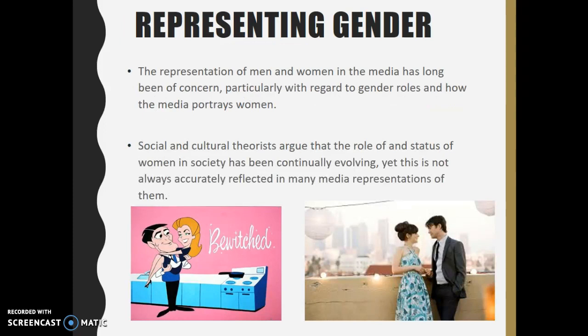Representing gender. So the representation of men and women in the media has long been of concern, particularly with regard to gender roles and how the media portrays women. Social and cultural theorists argue that the role and status of women in society has been continually evolving, yet this is not always accurately reflected in media representations of them.